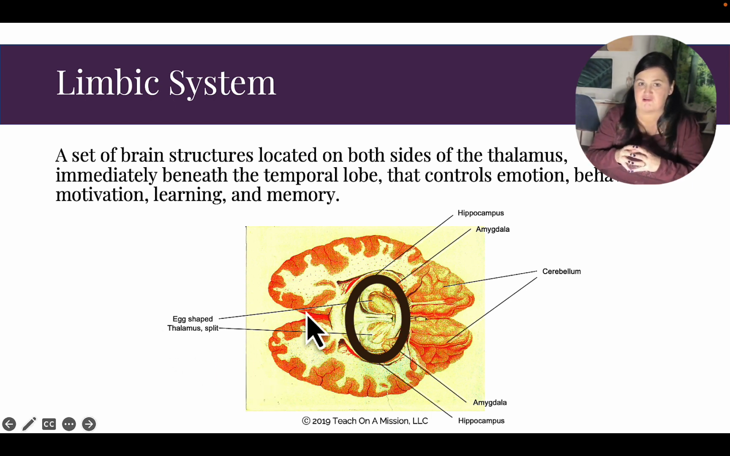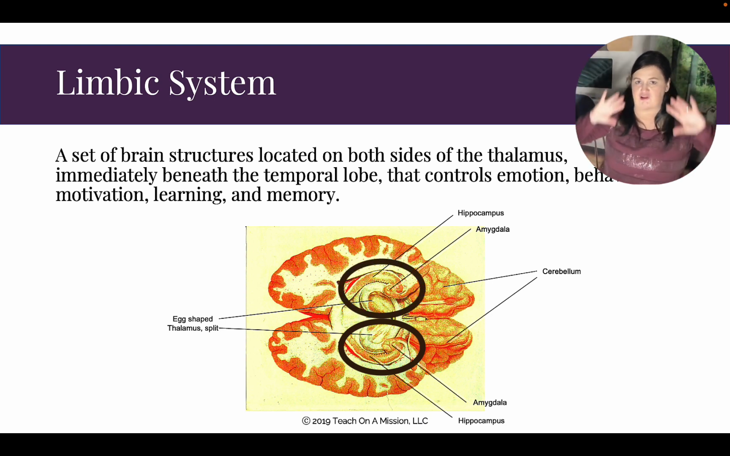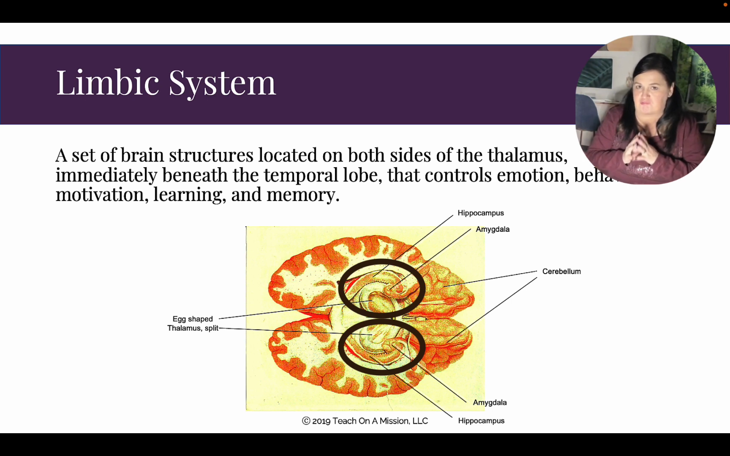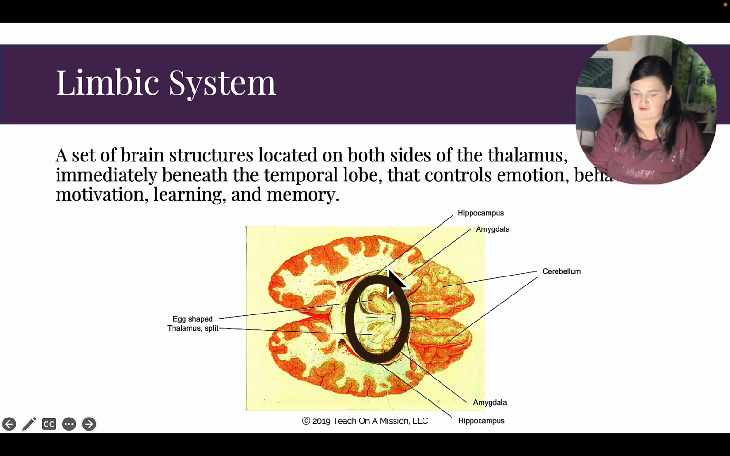Okay, the limbic system has almost like two C's, like two little shrimp, right? Here's one of them, the hippocampus and the amygdala, and then the other side of the hippocampus and the amygdala. It's split open so that you're seeing two hemispheres. Your thalamus are immediately beneath the temporal lobes, where your temples are. Okay, these are your temples, your temporal lobes. So your thalamus is underneath it, and it's that egg-shaped split of the two C's.